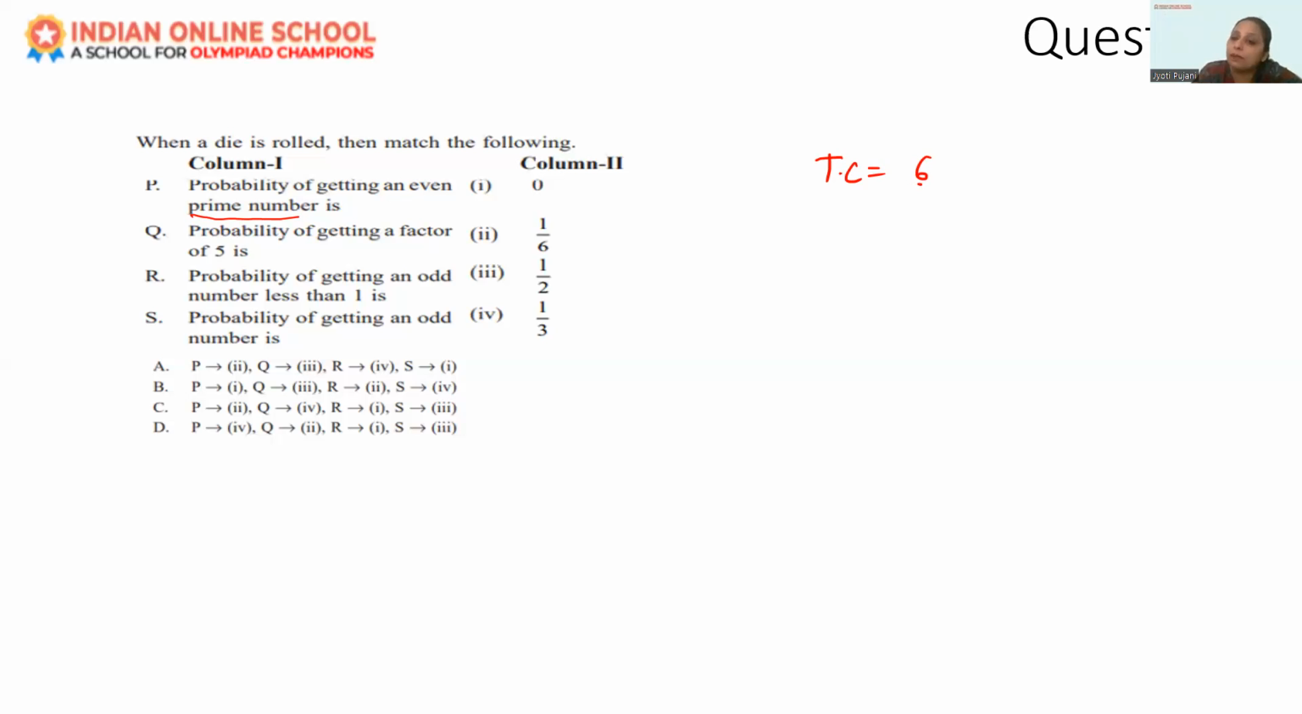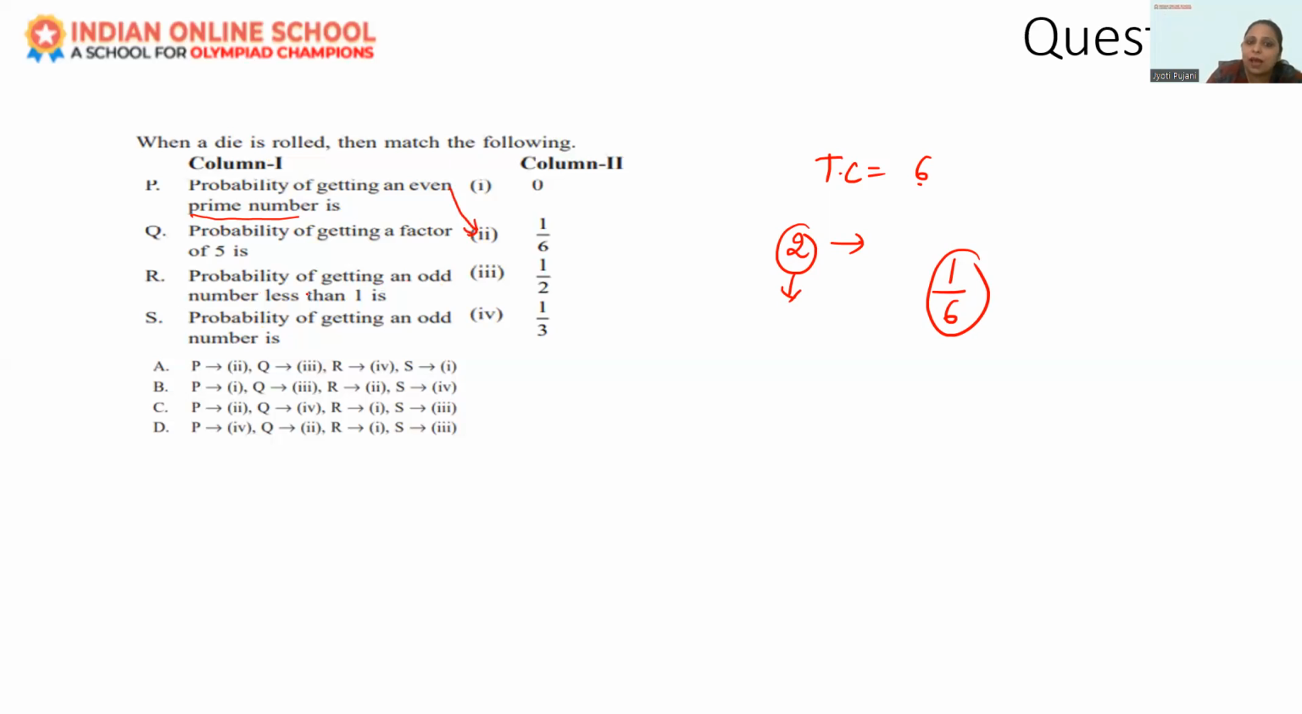Probability of getting an even prime number. Tell me an even prime number out of 1, 2, 3, 4, 5, 6. Which is an even prime number? 2. 2 is the only even prime number. It is an even number and prime number as well. A prime number is divisible only by itself, so it has only 2 factors, 1 and that number. Even numbers are 2, 4, 6, 8, 0. So out of this, 2 is the only case. So 1 case out of 6. So 1 by 6. So P option 1 by 6, can any? Yes. So it means P belongs to 2.